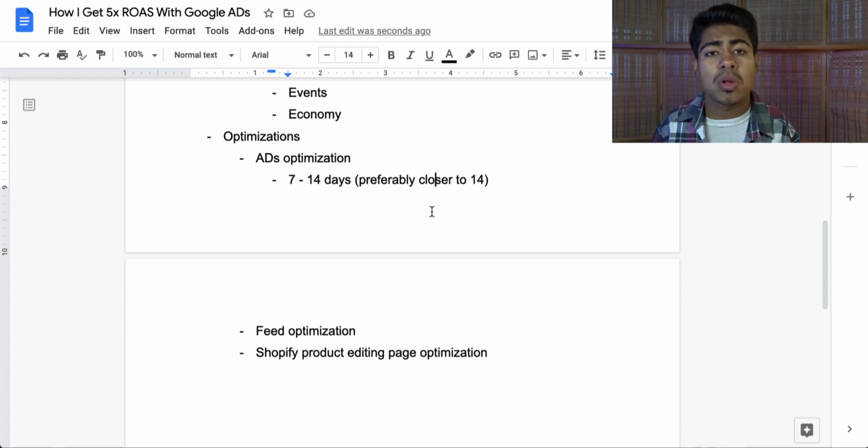The more time you give Google after optimizing to run and properly work, the better the results are going to be. And before, I used to really recommend optimizing every 3 to 7 days. I don't do that personally. I don't recommend that anymore. So stay closer to the 14th day time range.